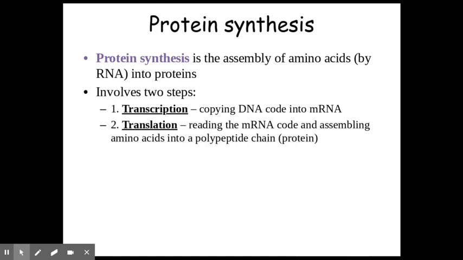There are two steps that occur in order for protein synthesis to produce the protein. So the first one is called transcription. And transcription is just basically where you're copying the DNA and you're making an mRNA. You're transcribing the DNA. So therefore, you're making that copy of mRNA or messenger RNA. Translation is where you actually take the messenger RNA or mRNA and you read it. You find out what amino acids it's coding for and how those amino acids are going to connect in order to form your polypeptide chain, which is your protein.